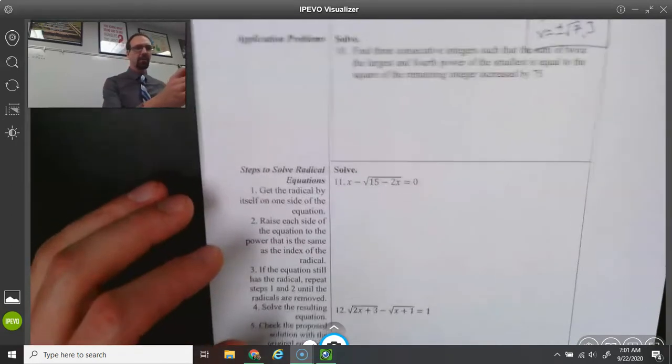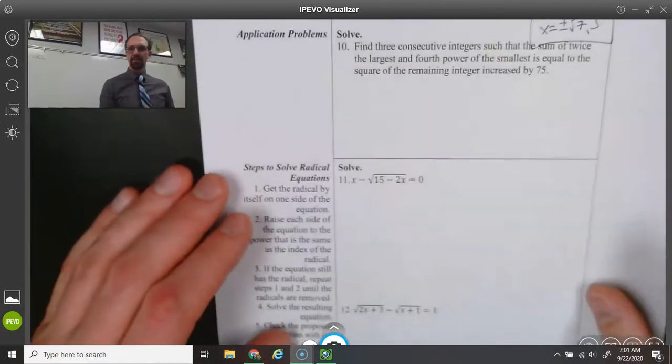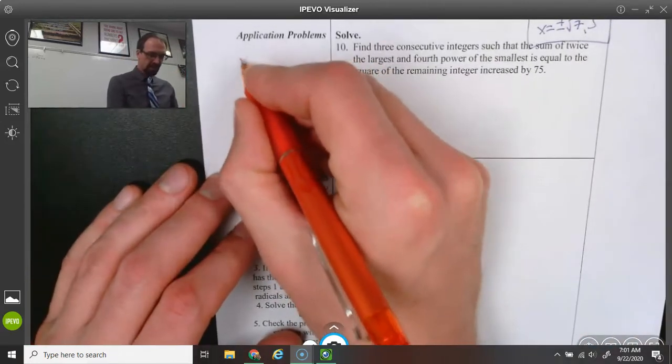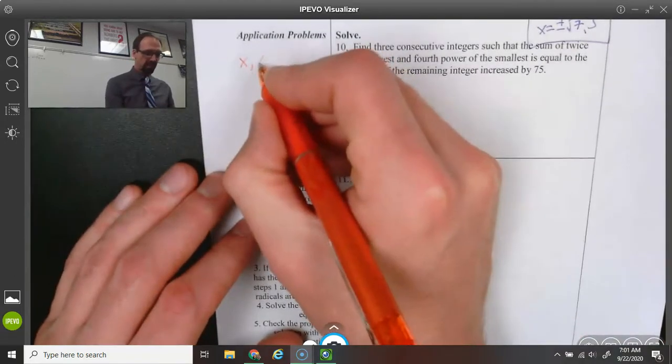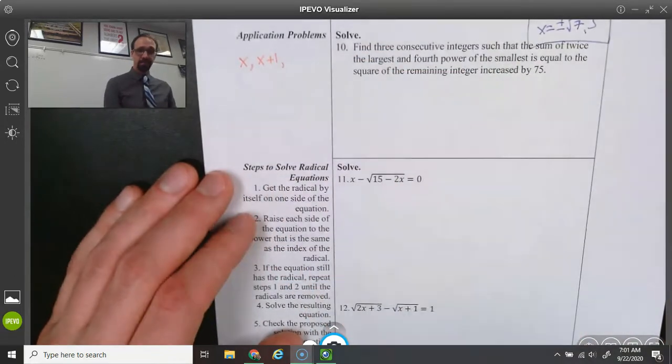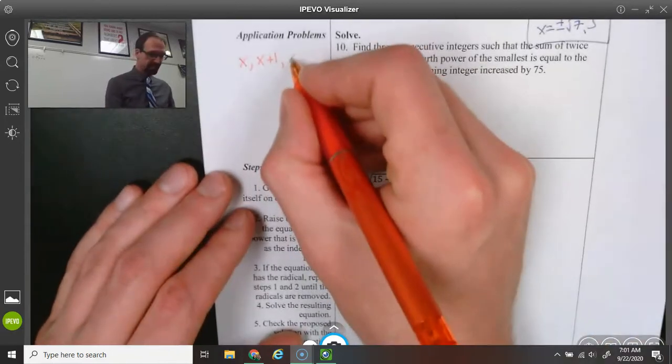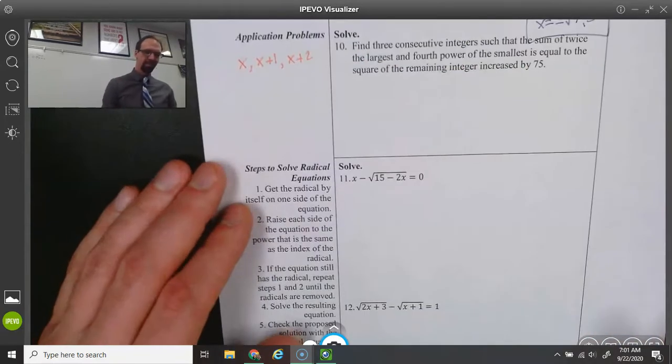If I think about where my integers start, if I'm going to use a variable, let's just use x. Then the next integer after x would be x plus 1, and the next one after that would be x plus 2. That's a good way to start these problems.